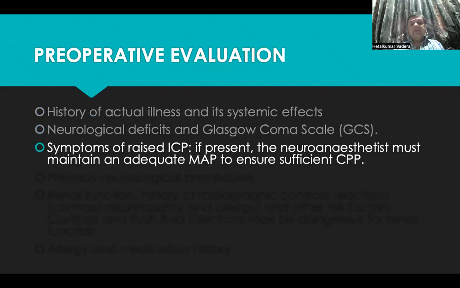Symptoms of raised ICP. Suppose a patient comes to you and has symptoms of raised ICP, we should start treating it with mannitol and head elevation. We can intubate the patient and start propofol infusion so that we can bring down the ICP. If it is present, the neuroanesthetist must maintain an adequate mean arterial pressure to ensure sufficient cerebral perfusion pressure. Because when ICP is raised, cerebral perfusion pressure is parallel to the mean arterial pressure. If we keep the mean arterial pressure higher, cerebral perfusion pressure will be proper. If it goes low, it drops.